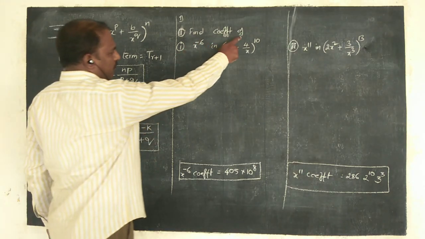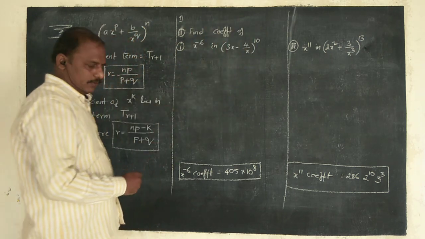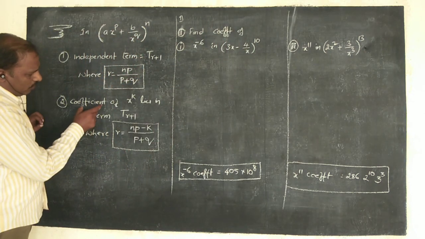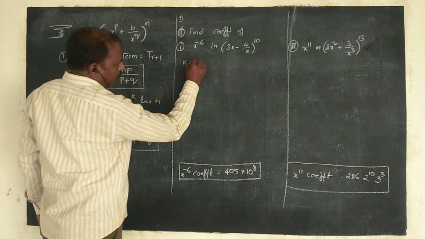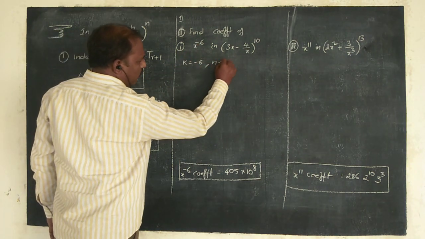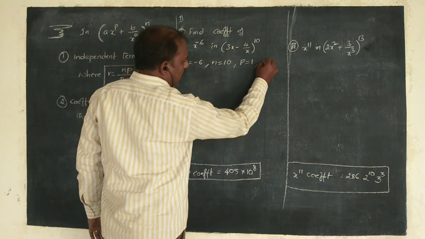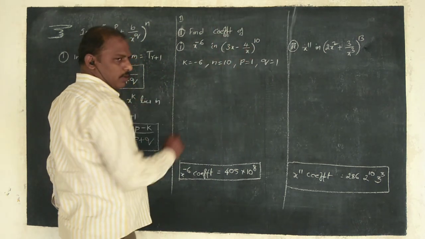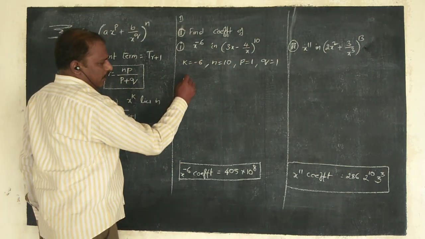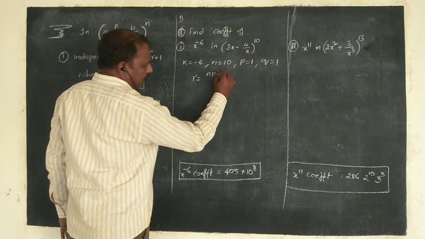Find the coefficient of x power minus 6 in (3x minus 4 by x) whole to the power of 10. Look here, the coefficient of x power k, here k is equal to minus 6, n is equal to 10, p is equal to 1 and q is equal to 1. This can be observed as (x plus a) whole to the power of n later. So here I need the value of r. r is nothing but (np minus k) by (p plus q).